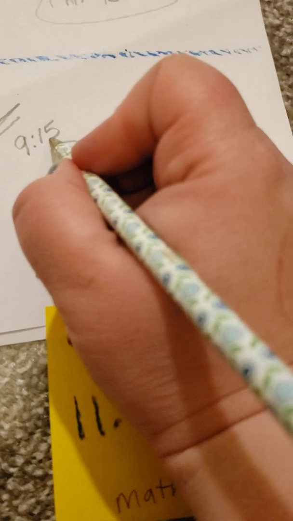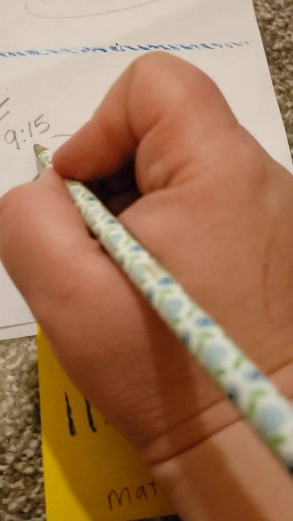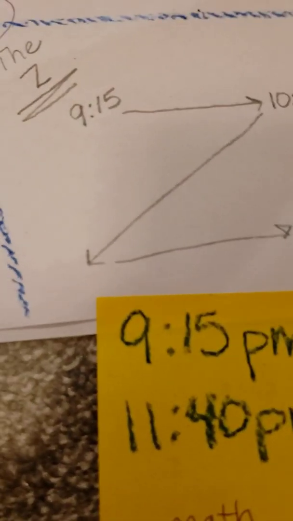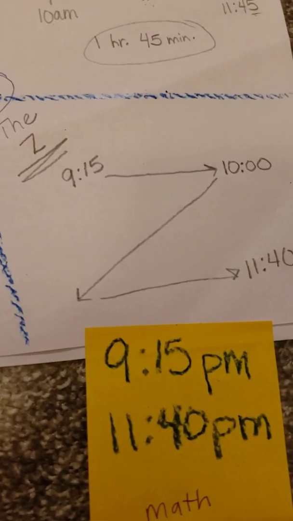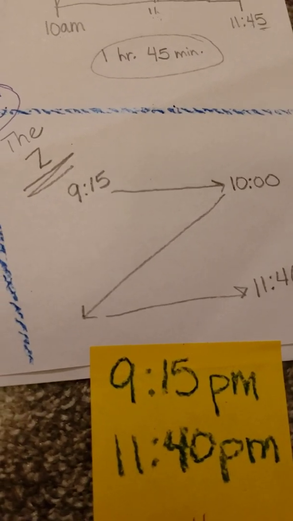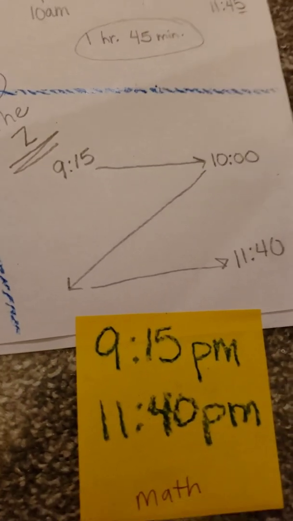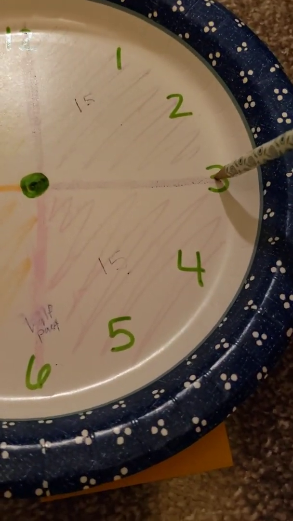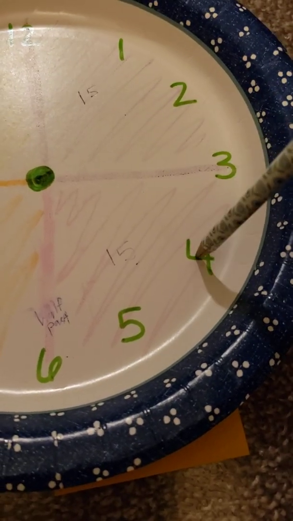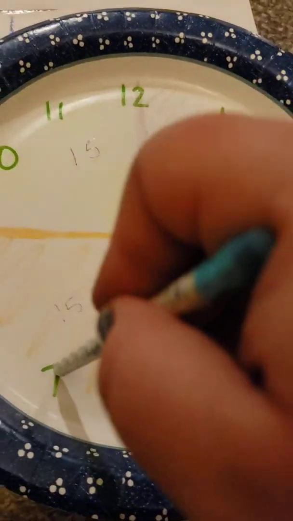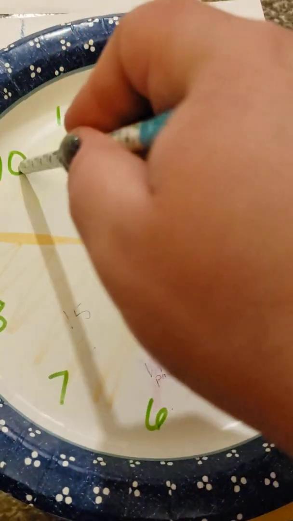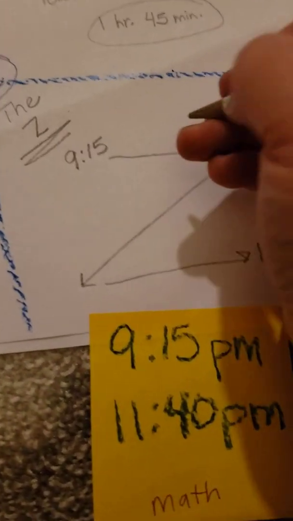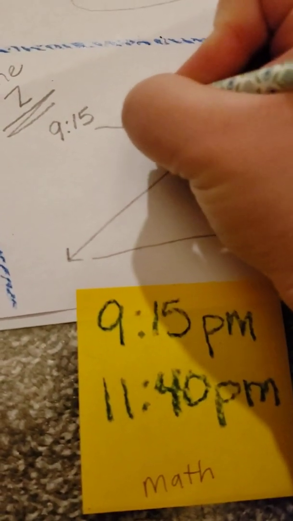Well, let's see. If I start at 15 and I count by 5s, I wonder if my clock would help me out. Let me grab my clock from before. Even though I did color my quarters on it, I bet I can still use it to help me out. I was at 9:15 or a quarter past 9, and I need to get to 10 o'clock. 5, 10, 15, 20, 25, 30, 35, 40, 45. 45 minutes passed between those. So I'm going to write 45 minutes.